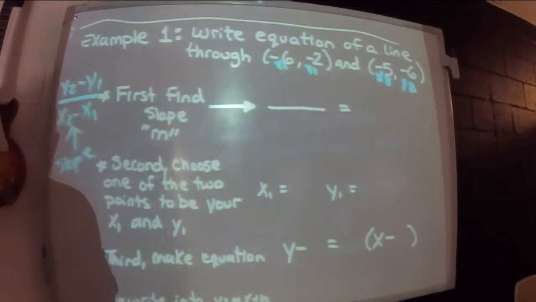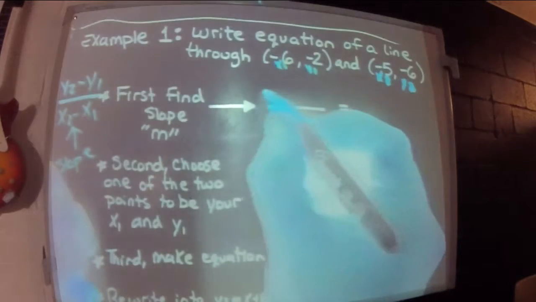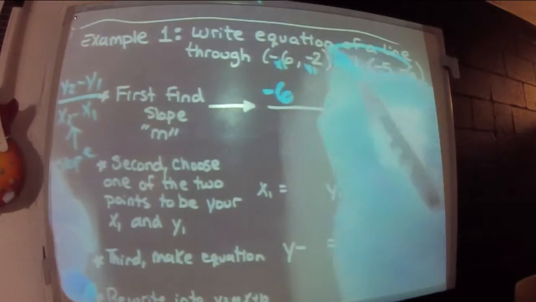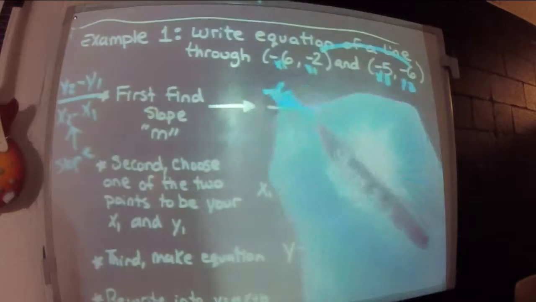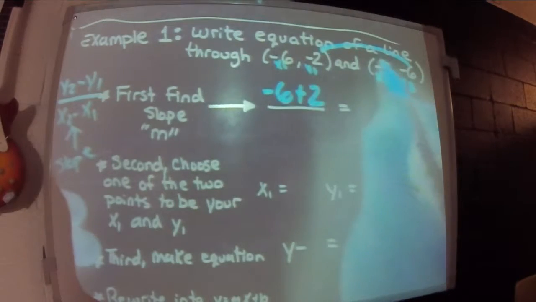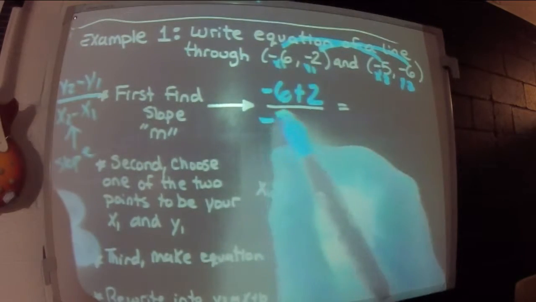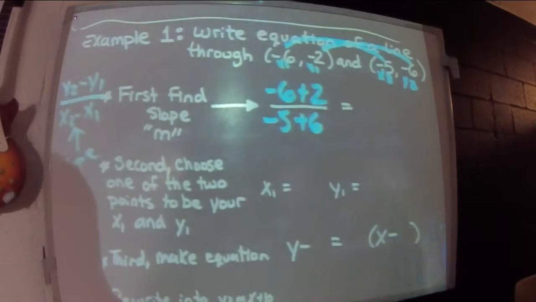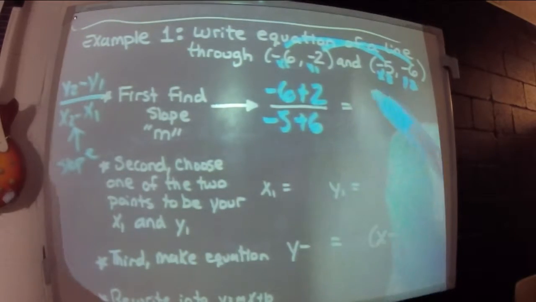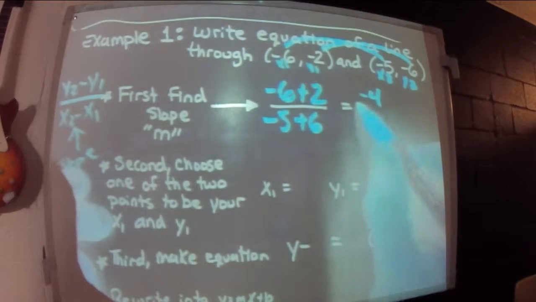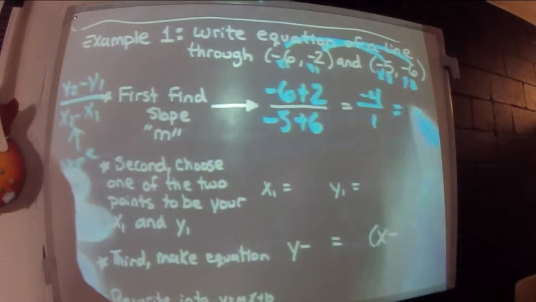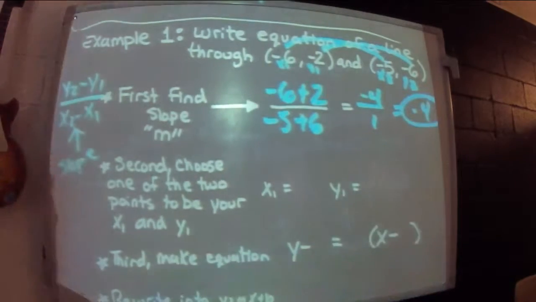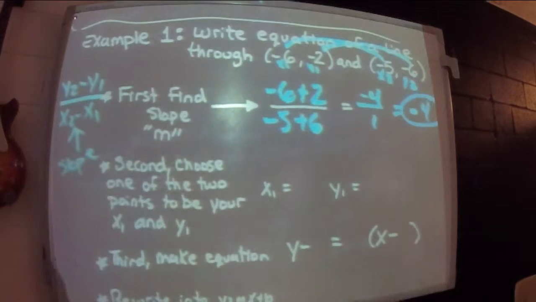What's my y2? -6. So -6 plus 2. I have to plus it if they're negative. And then -5 plus 6. -6 plus 2 is -4 over what? 1. So just -4. There's your slope. You got it. It was nasty because you had to do it, but you got it now. Now you can make an equation.